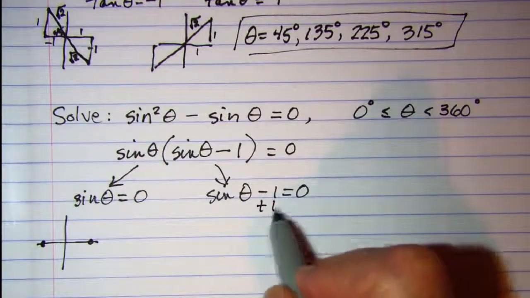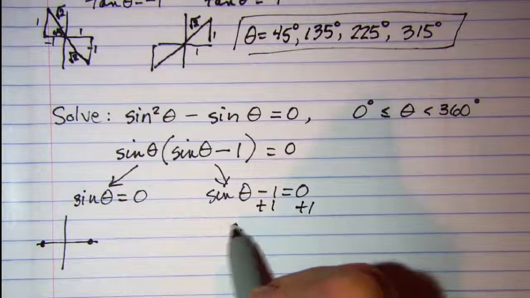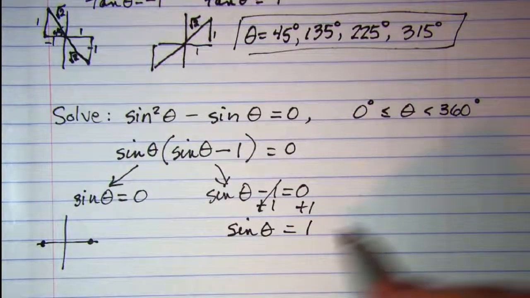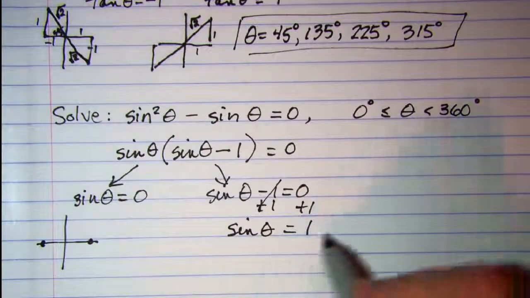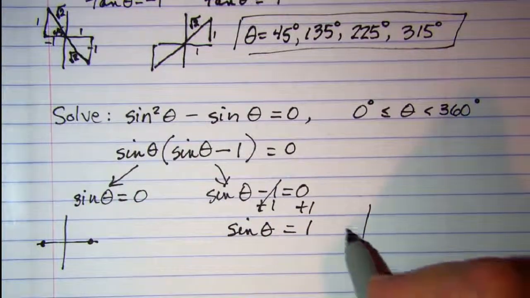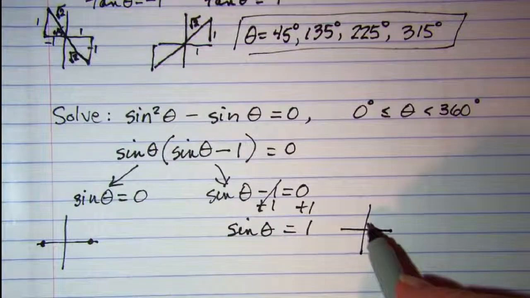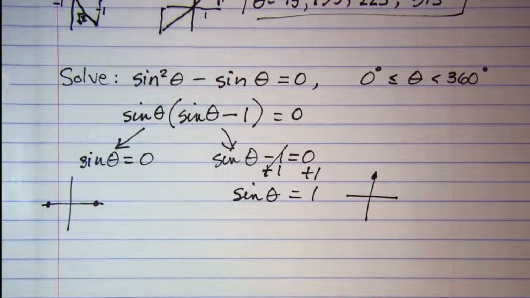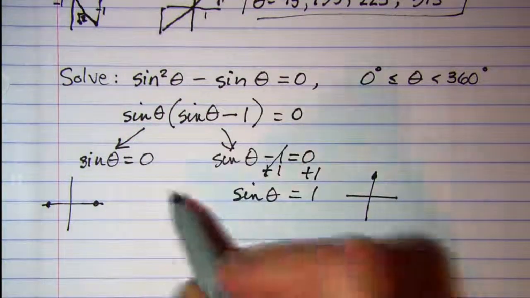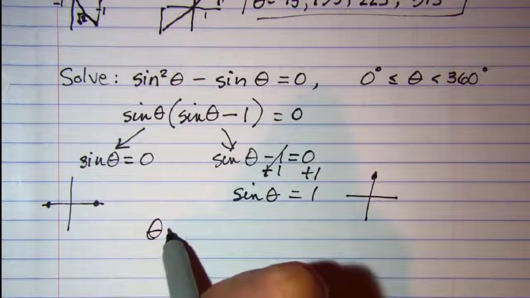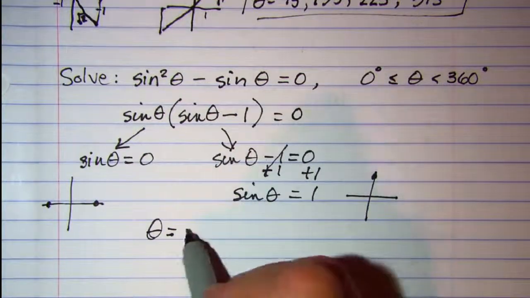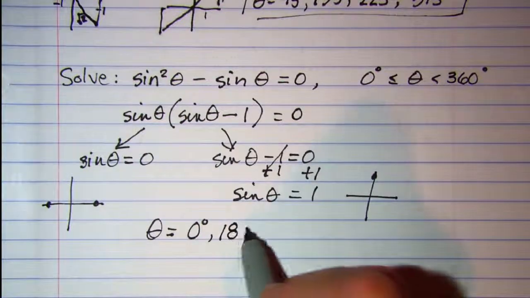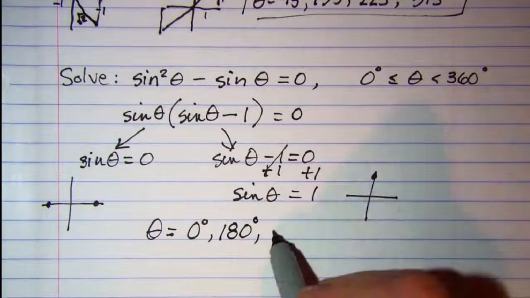And we can add 1 here, and we have sine theta equals 1. So my sine is positive 1 at 90 degrees. So my answer, theta, is equal to 0 and 180 and 90.